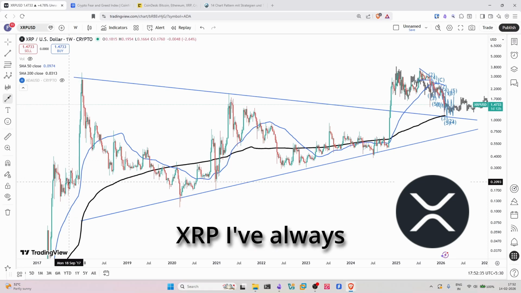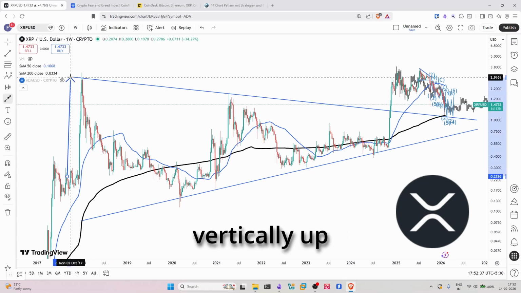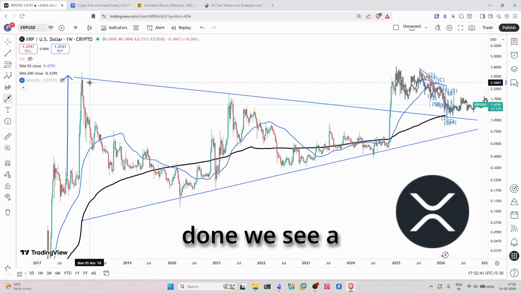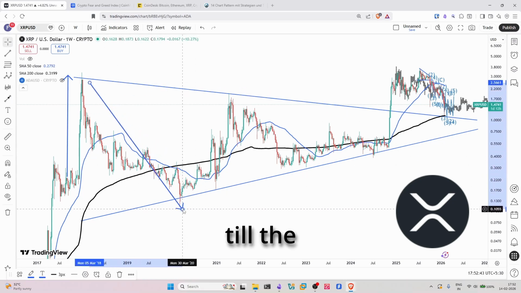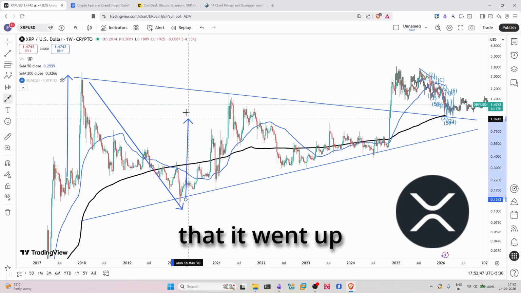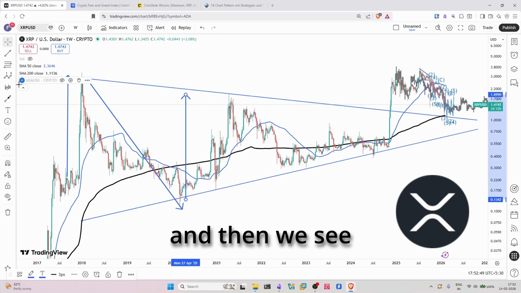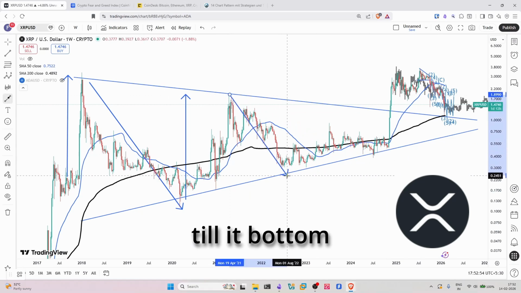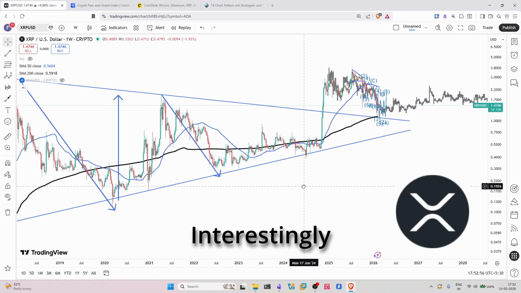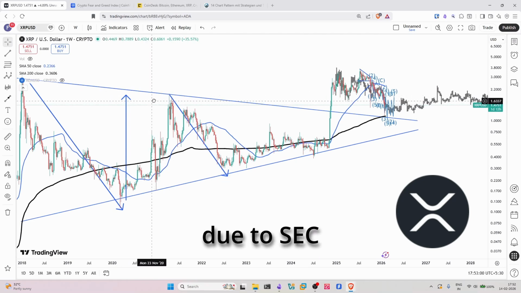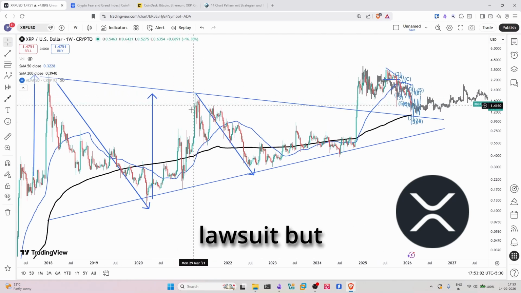I've always seen XRP going vertically up in a huge pump, and then once the pump is done, we see a slow grinding till the bottoms. Similarly, last cycle it went up vertically, and then we saw a large grinding movement till it bottomed out. Interestingly, this was capped due to the SEC lawsuit, but still we observed such patterns.